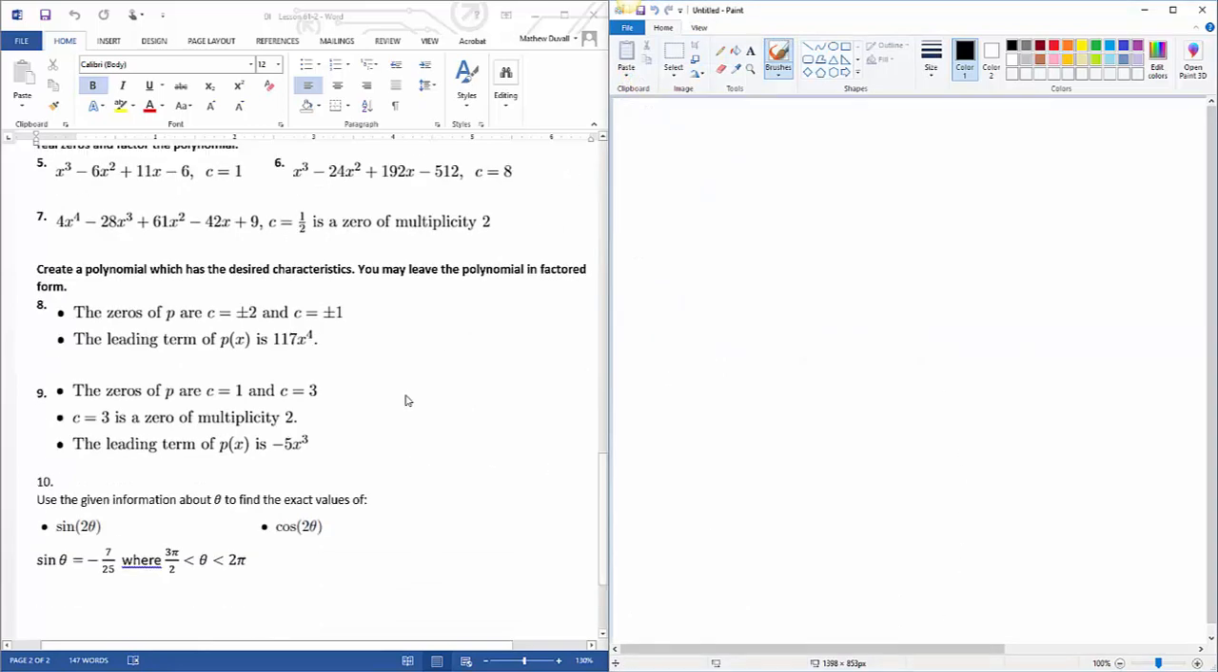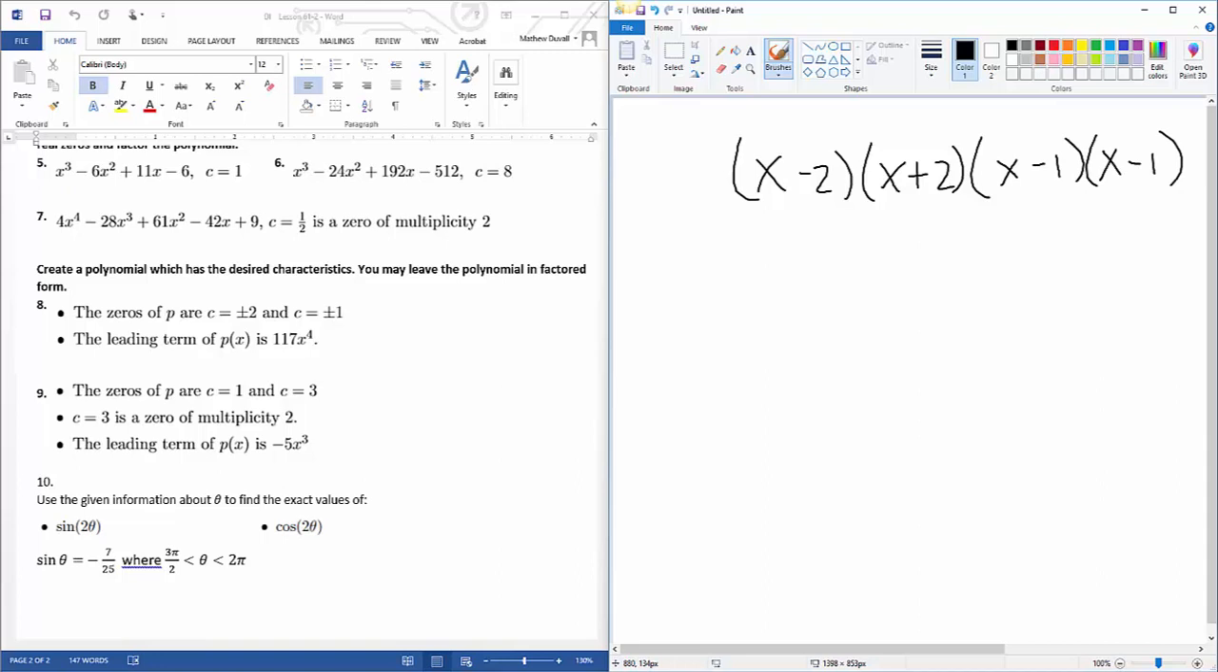All right, here we go. Keep it moving. It says create a polynomial which has desired characteristics. You may leave the polynomial in factored form. So it says the zeros of my polynomial are plus and minus 2 and plus and minus 1. Okay, well, here's my plus 2. Here's my minus 2. Here's my plus 1. Here's my minus 1. And it says the leading term of your p of x has to be 117.